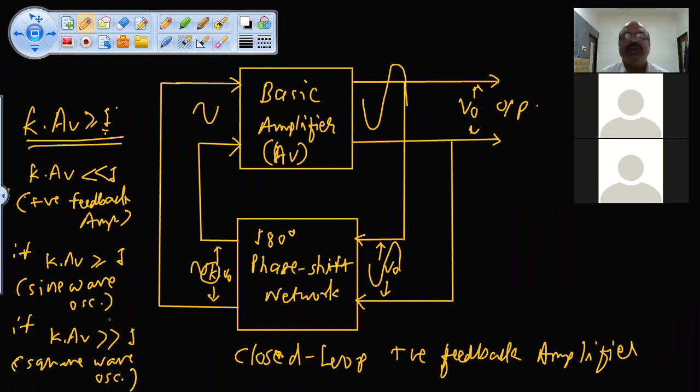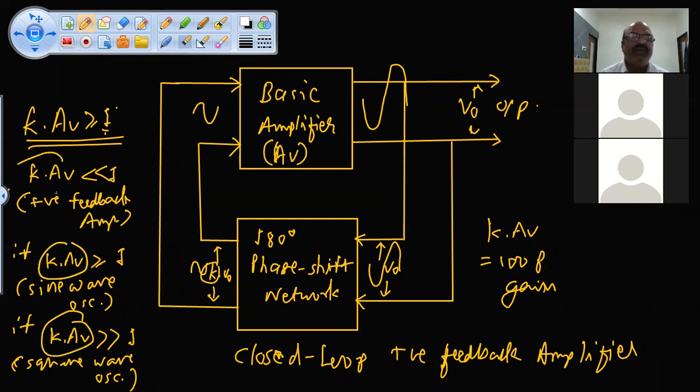Okay, you can see how the conditions change. So K times AV is a very important factor here. That is called the loop gain. I think we already studied that. K times AV is called the loop gain. This loop gain actually determines whether this closed loop amplifier will work as a positive feedback amplifier, or as a sine wave oscillator, or as a square wave oscillator. Everything depends upon this K times AV.